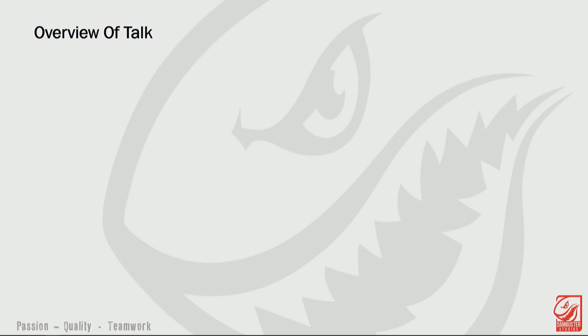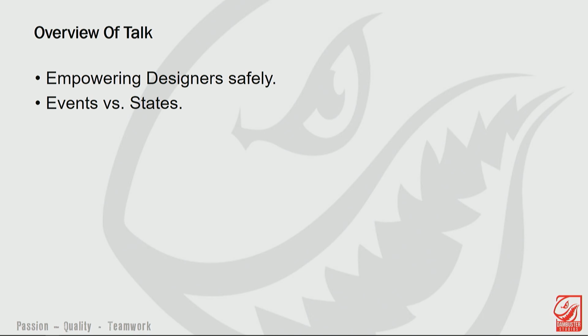So now that all the prereqs are out of the way, I'll just go through the contents of what I'm going to talk about while we're here. Empowering designers safely. What do I mean by safely? Events versus states, two different types of philosophies, and when to use which, and how to combine the two. Persistence versus inference. I'm going to explain more about what that is when we get to it. Some challenges and concessions.